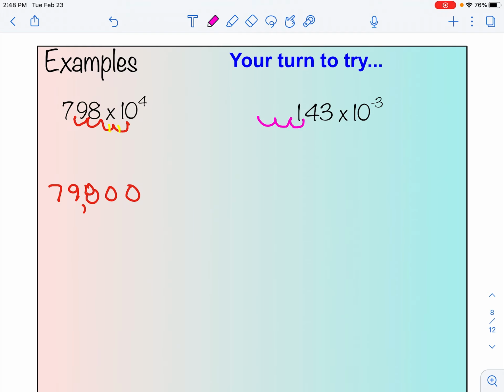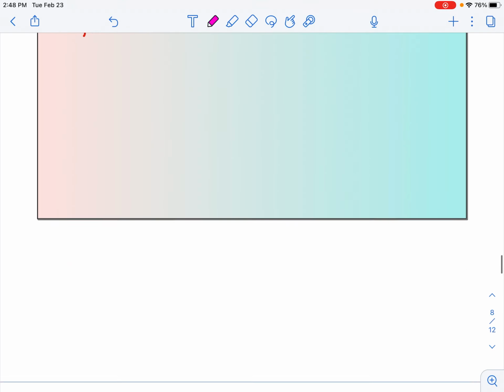The second example, it's a negative exponent, so I need to make it smaller 3 places. 1, 2, 3. I'm dividing by 10 3 times. And so again, count those extra places here, and that is 2 more zeros. So this is going to be 0.00143.